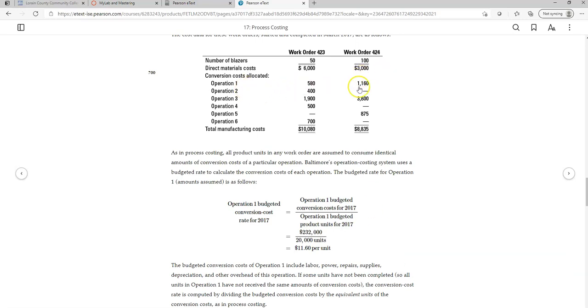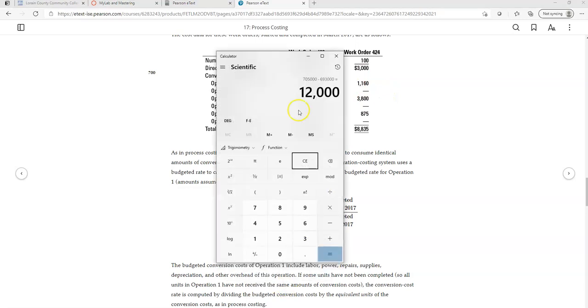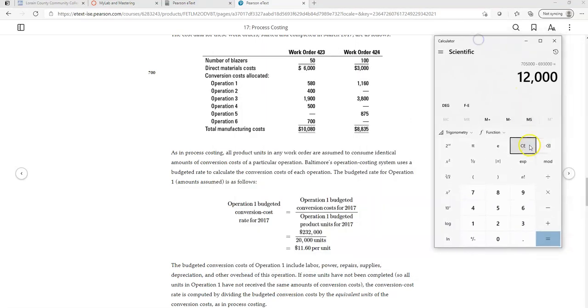So let's go ahead here and look at work order 424. And we see that, let's get a calculator out here, what is my rate per unit for conversion cost? $11.60. I'm going to put that on my calculator, times 100 units is $1,160. And that's the amount of overhead that we're going to allocate to the blazers that come through. Let's take a look at Operation 2.